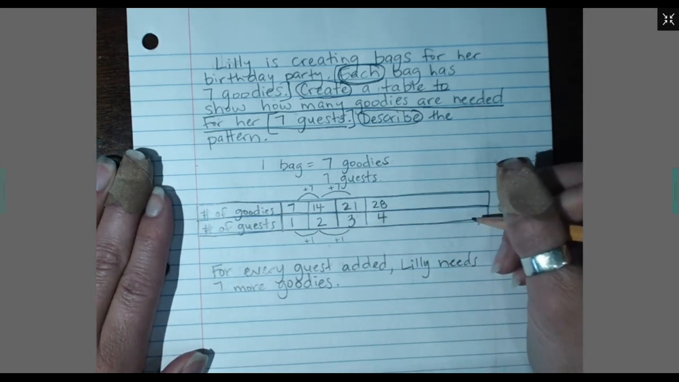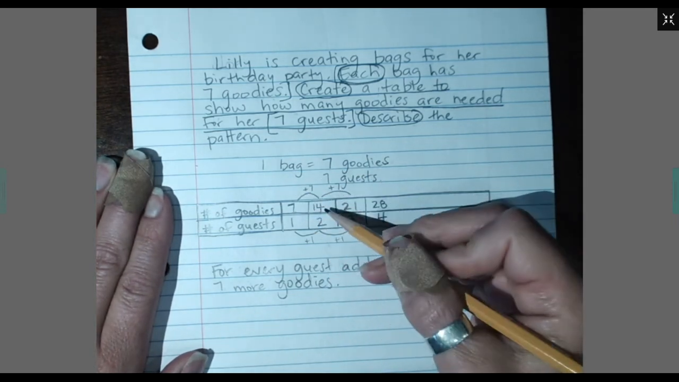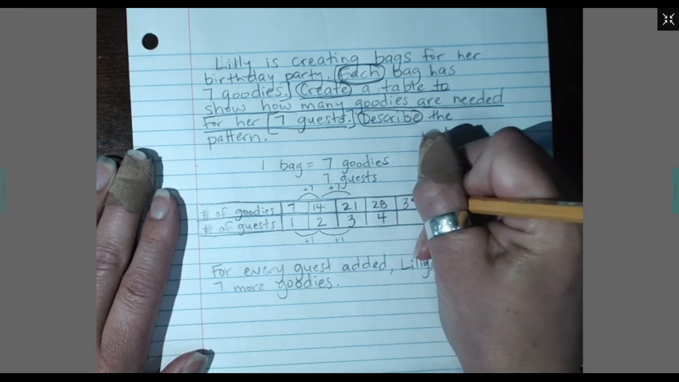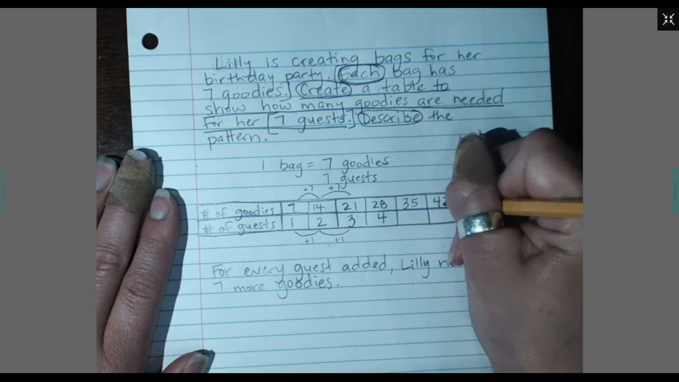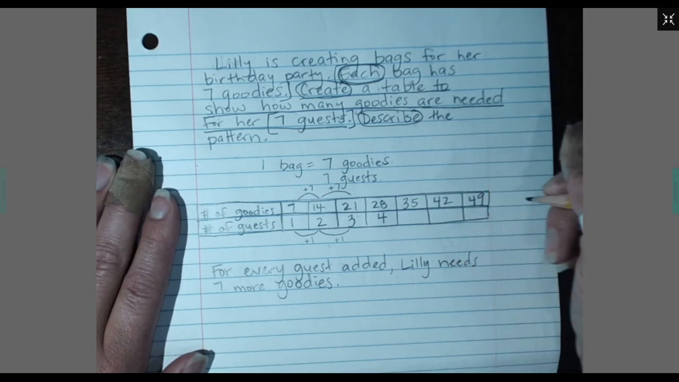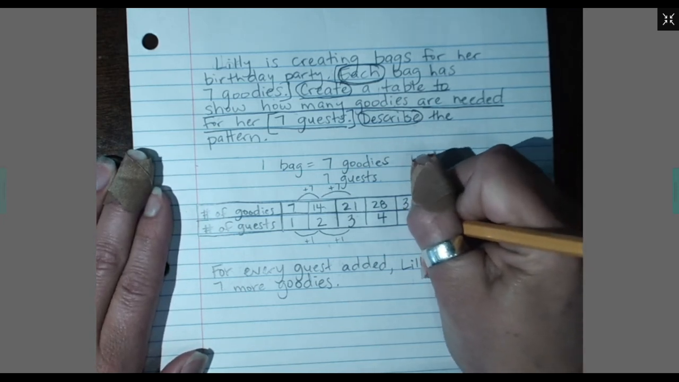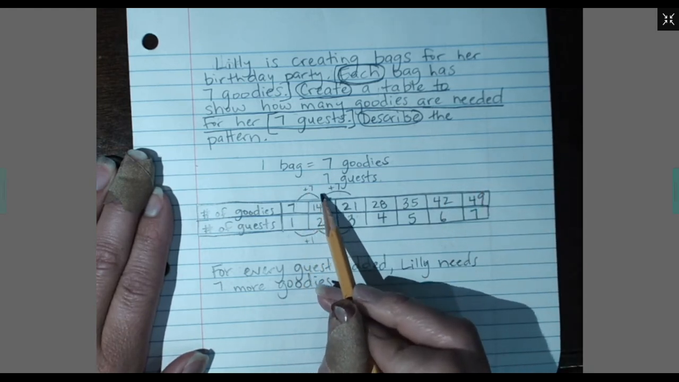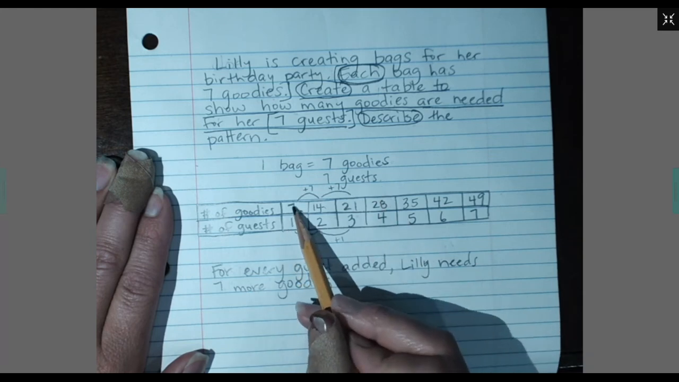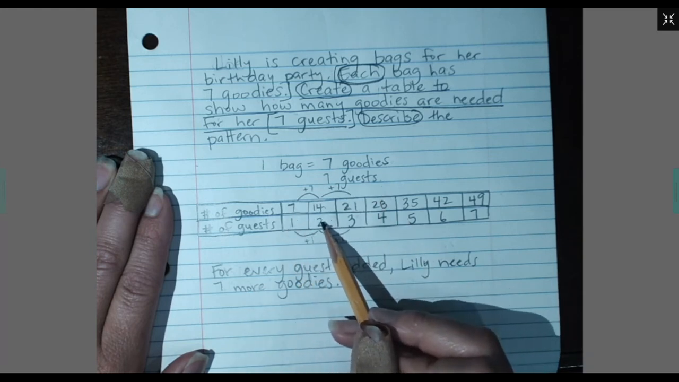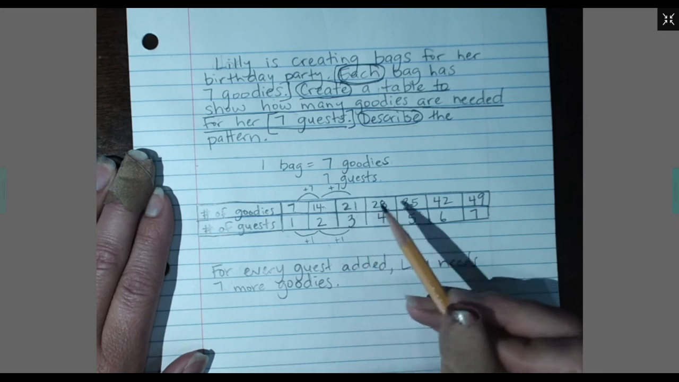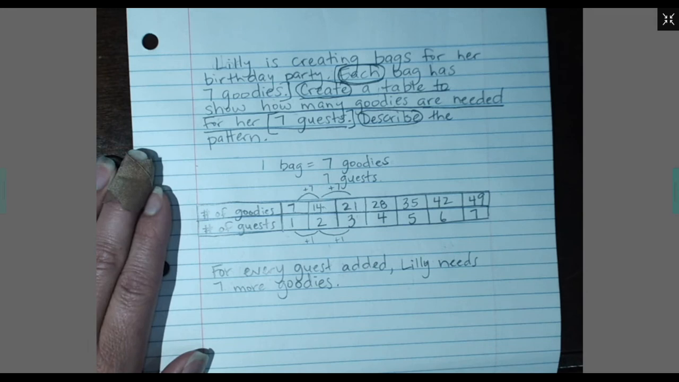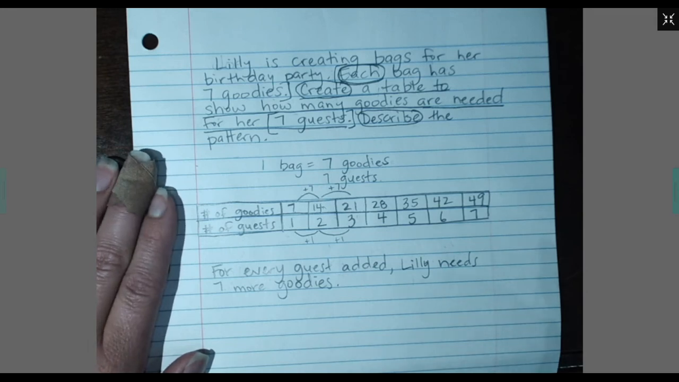And how would I describe that pattern? What are these? 7, 14, 21, 28, 35, 42, 49. What are those called? I'm skip counting by 7s. 7 times 1, 7 times 2, 7 times 3, 7 times 4, 7 times 5. What are those called? The multiples of 7.